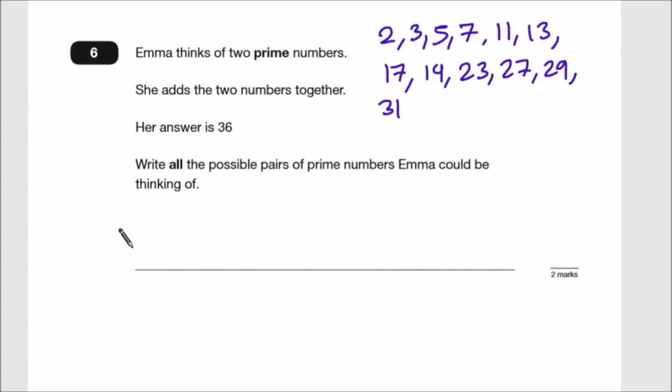Okay. So can 2 go in anything? Nope. So we just cancel 2 out automatically. 3 and 6, nope, too small. 5 and 31, yep. So that's done. 7 and 29, yep, that makes 36.